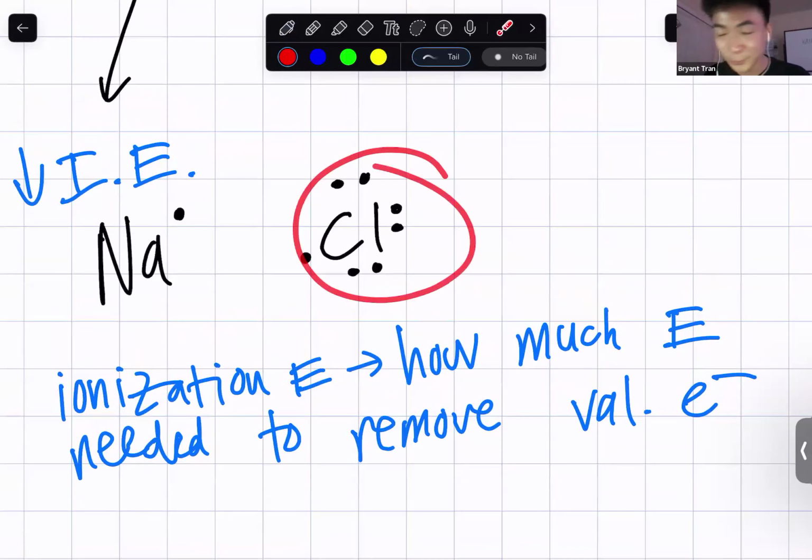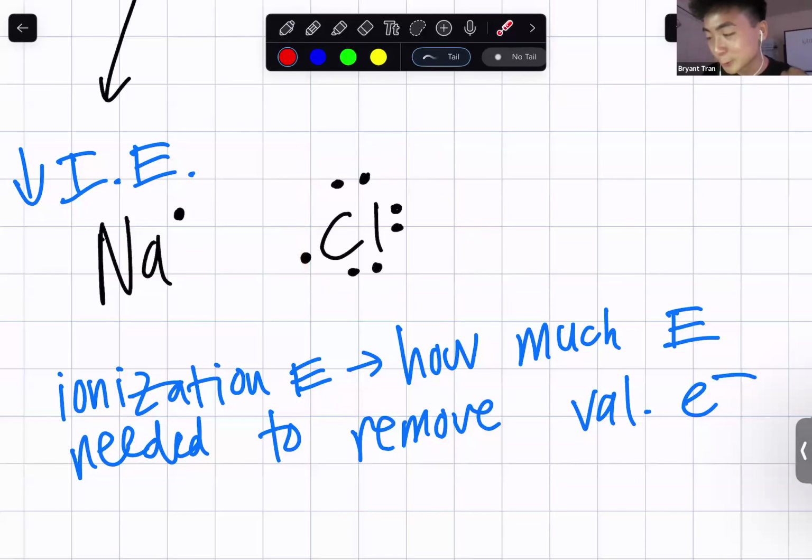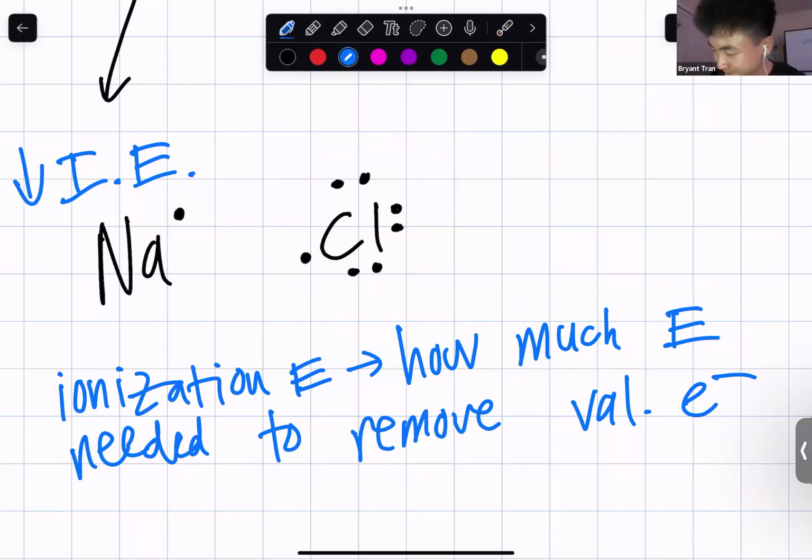Now, if you look at chlorine here, chlorine has 7 valence electrons. Do you think it would be easier to remove all 7 valence electrons or add an electron to that outermost shell? Easier to add an electron. So would the IE or ionization energy of this chlorine be high or low? High. High, right. High IE.